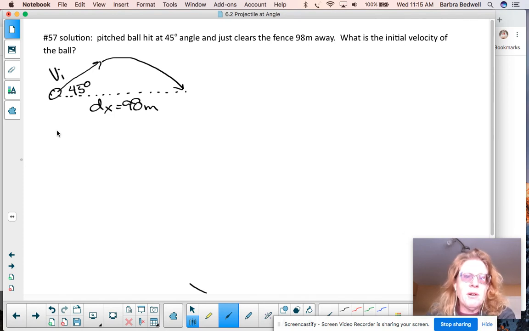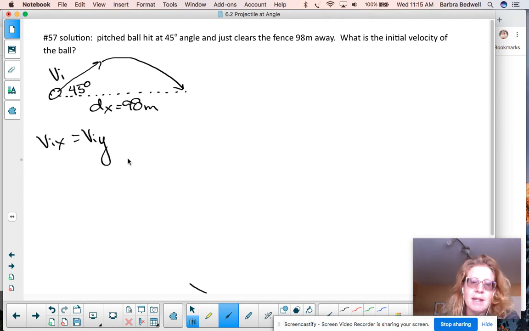The key thing here is to realize that if you've got a 45-degree angle, that means my X and my Y components have got to be the same. VIX has got to be equal to VIY, because it's at a 45-degree angle. The horizontal and vertical components are the same. We know a couple other things about it too: horizontally it's still going at a constant speed, vertically it's still accelerating and doing the usual stuff.